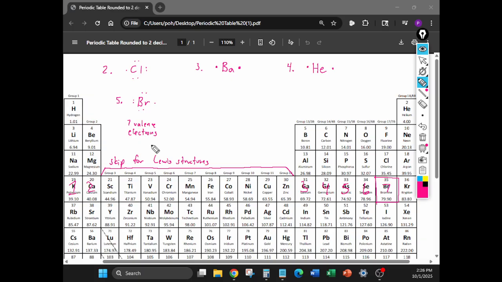Okay, so again, same thing. The only thing we need to remember is skip this middle section. I'm not going to ask you to draw the Lewis structure for anything in the middle right here, so don't worry about that. Just know you skip these ones when we're counting for Lewis structures.